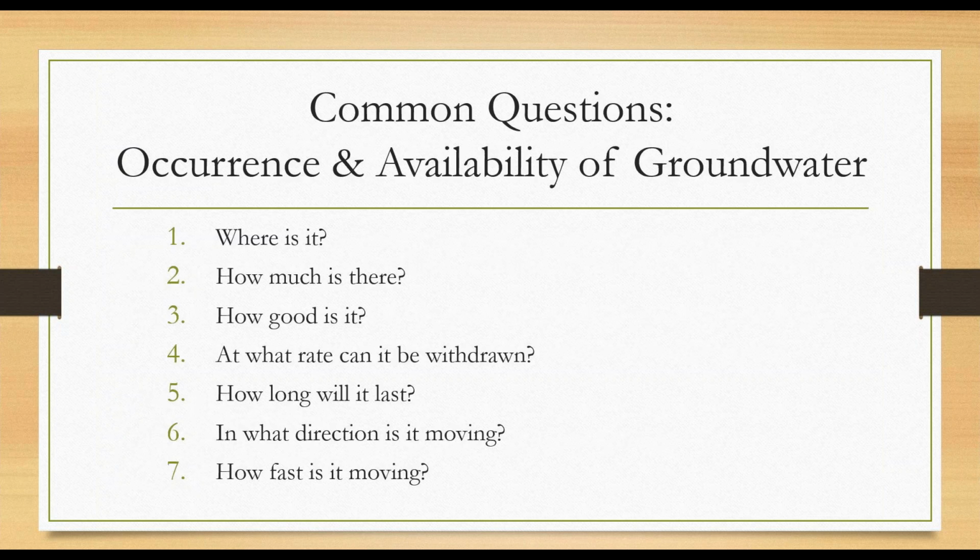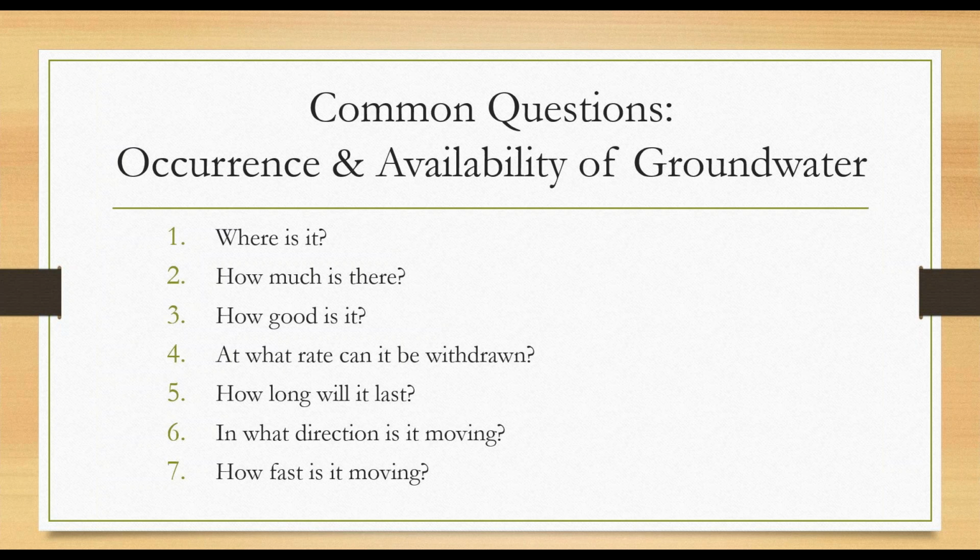So some common questions that come up for why we would want to collect groundwater data have to do with occurrence and availability. Where is the water? People don't want to waste time drilling dry holes. If they want to access groundwater, they want to make sure they know where the water is. So there are questions on occurrence and availability of groundwater.